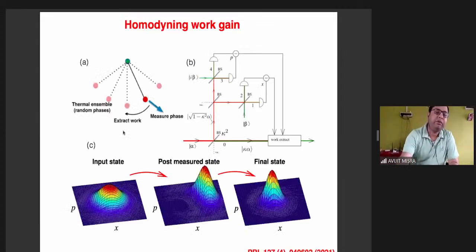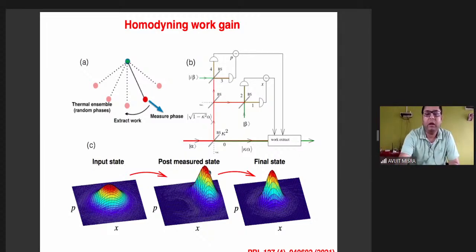Now we start with an input thermal state, a thermal source of light, and we measure this state and see that it is initially peaked at the origin and falling off isotropically and monotonically. Now if we measure the system, then it gets displaced from the origin, and from this displaced state we can extract work by bringing it back to the origin.